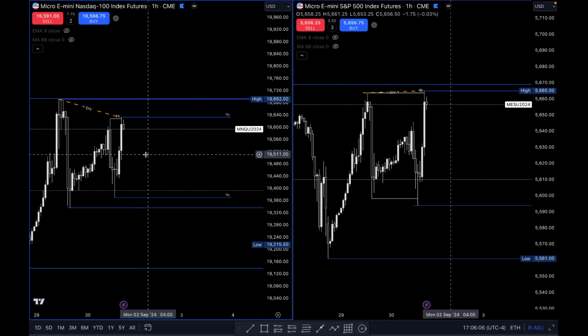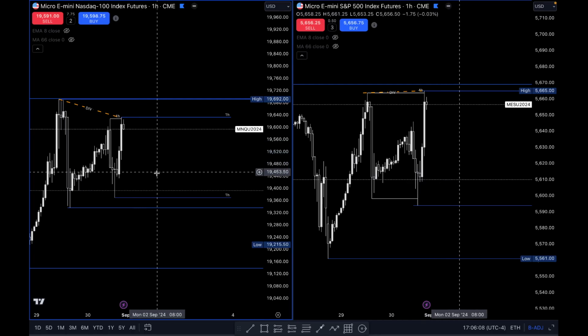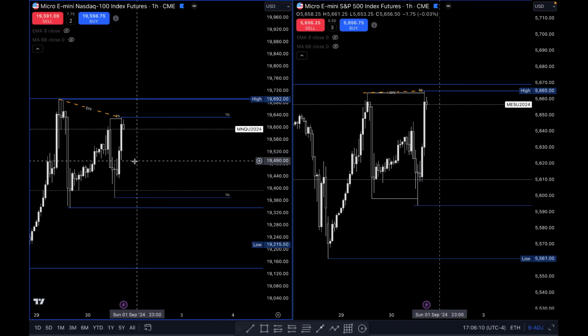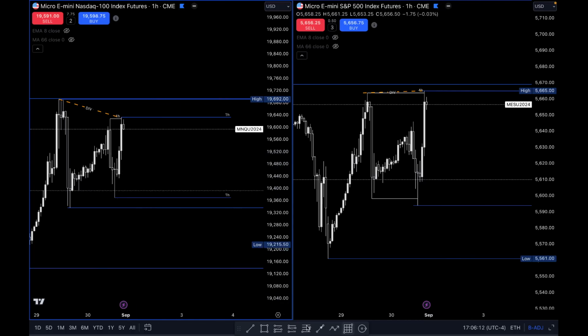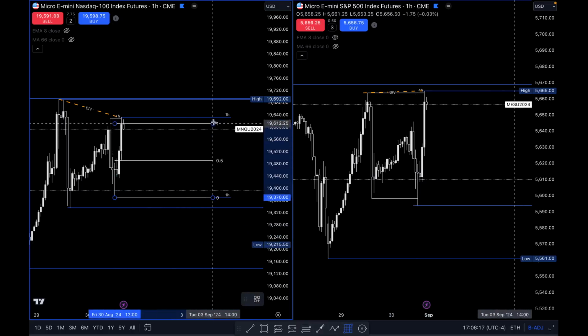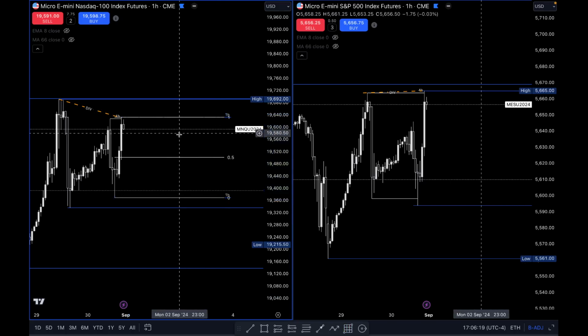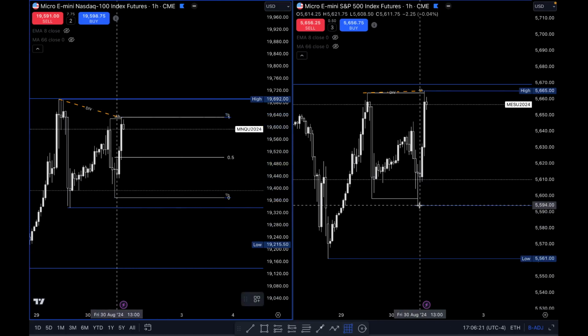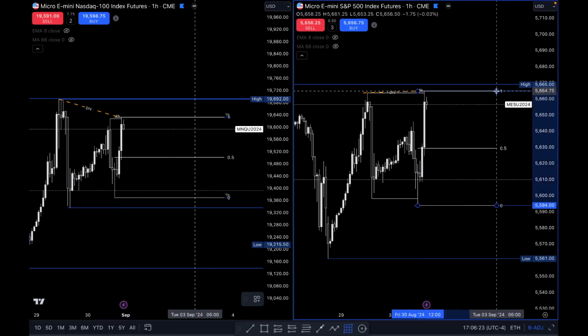We're going to rebalance, or at least come to equilibrium of the price range. Let me draw that. So it's at least somewhere within here on both assets, possibly before continuing up.